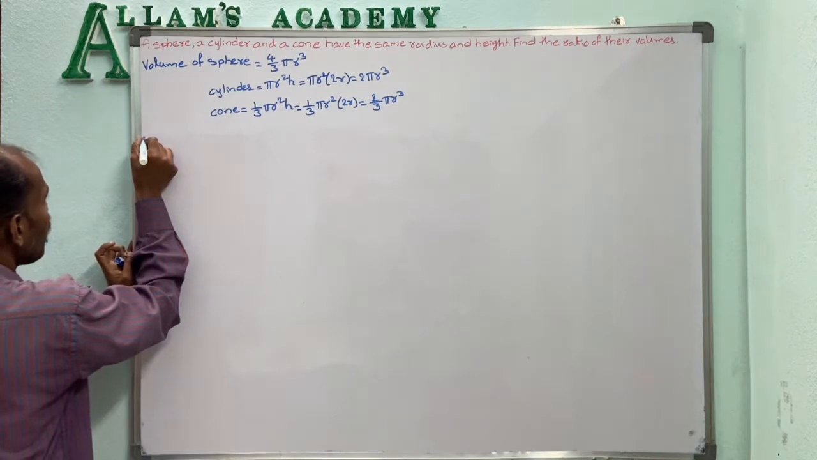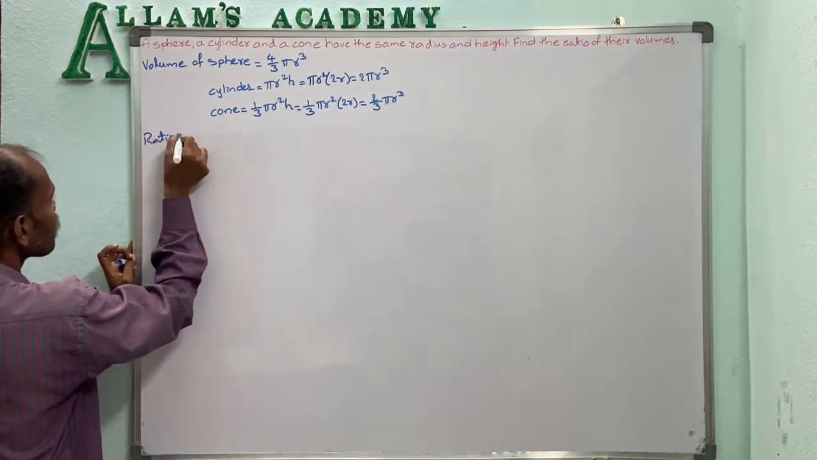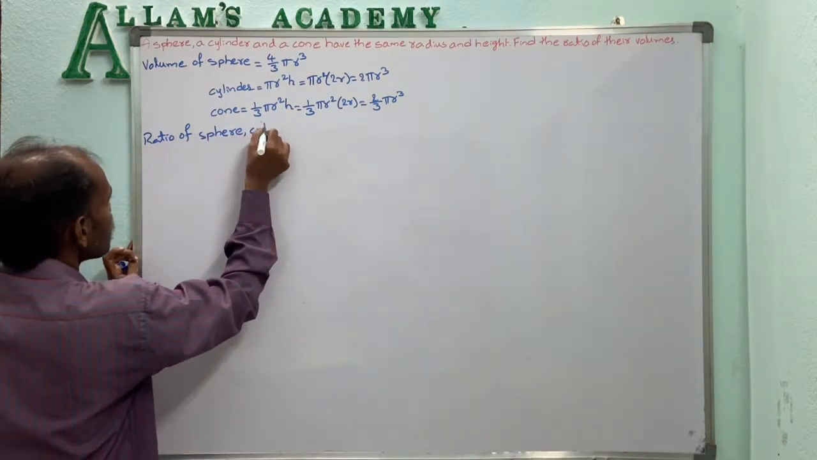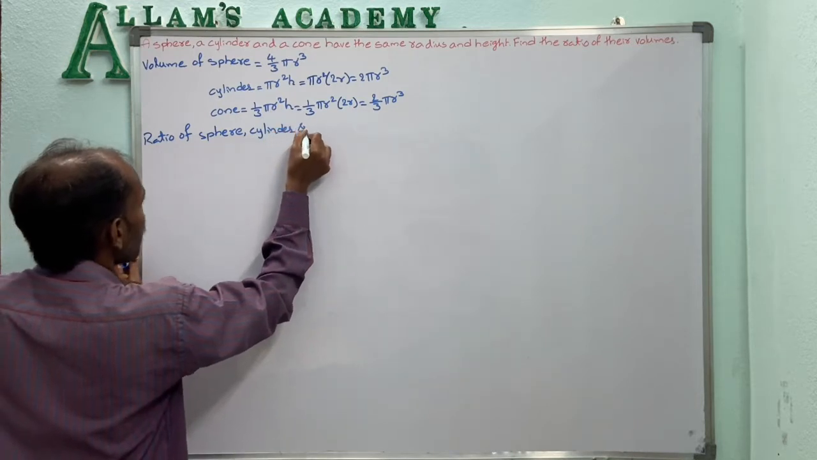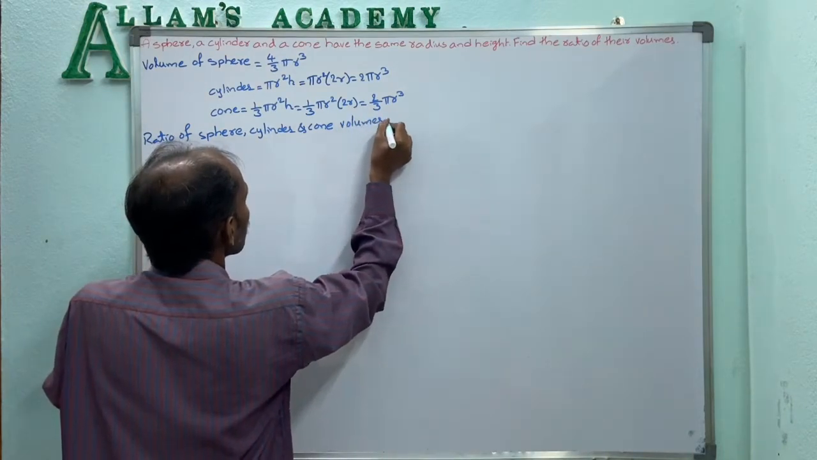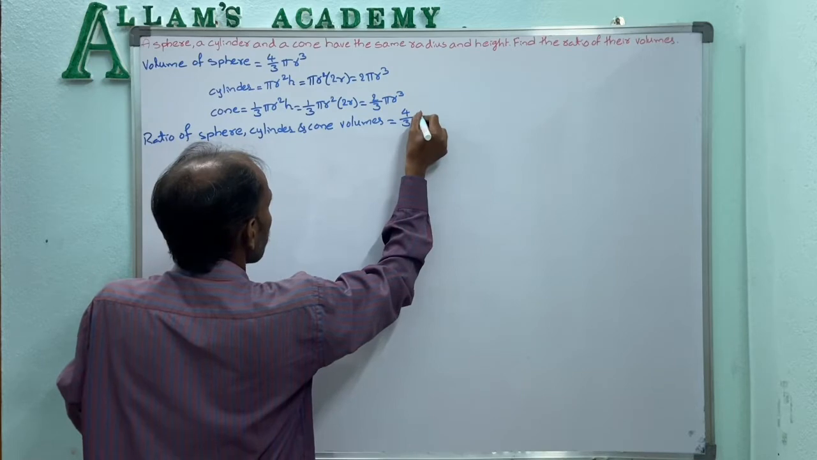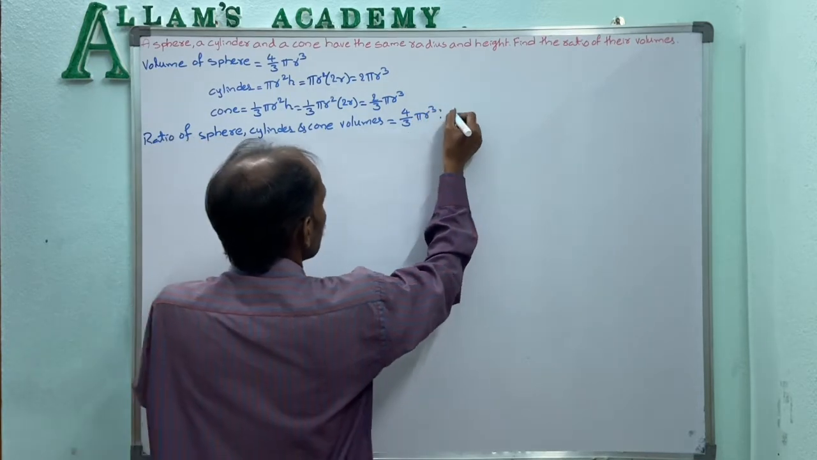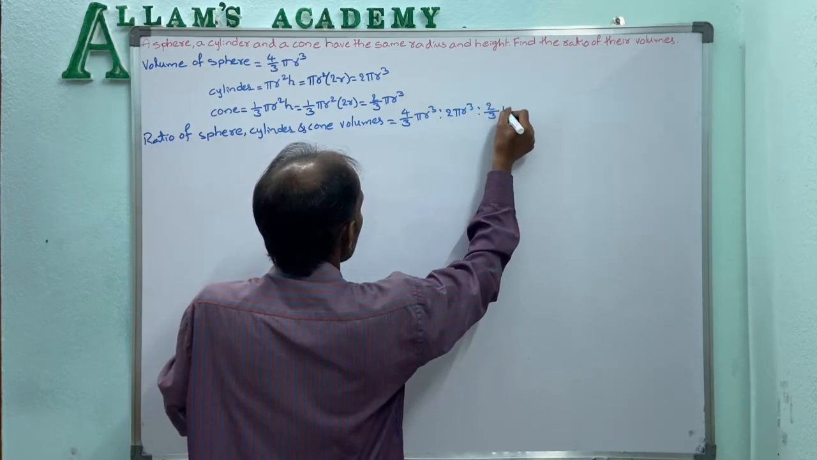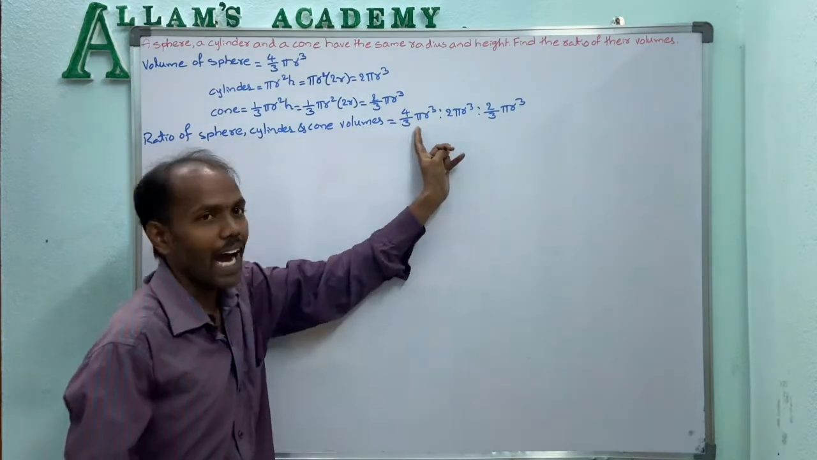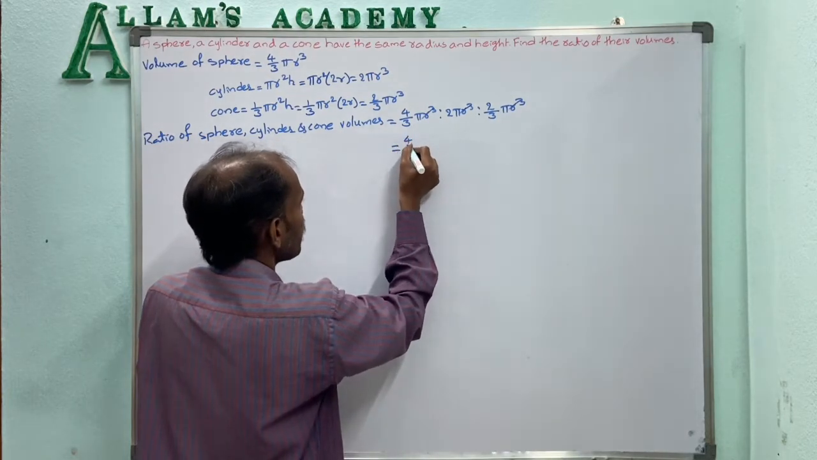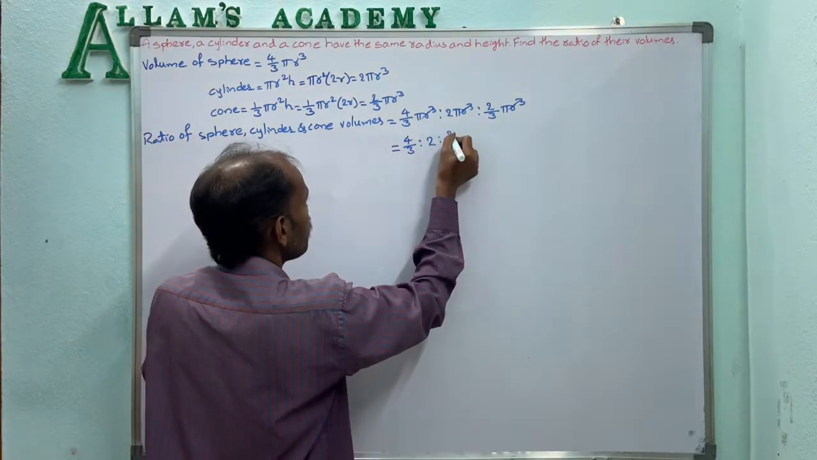So ratio of sphere, cylinder and cone volumes equals 4 by 3 pi r cube is to 2 pi r cube is to 2 by 3 pi r cube. So in all, pi r cube is the common one. Cancelling that, now we get 4 by 3 is to 2 is to 2 by 3.